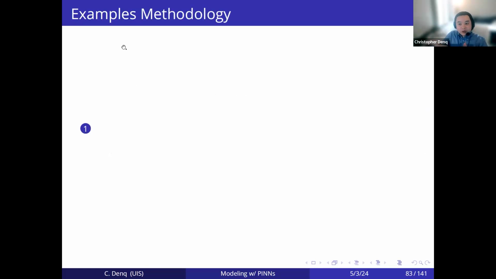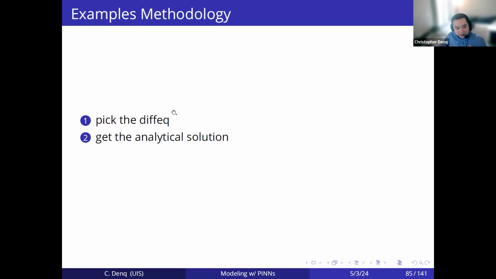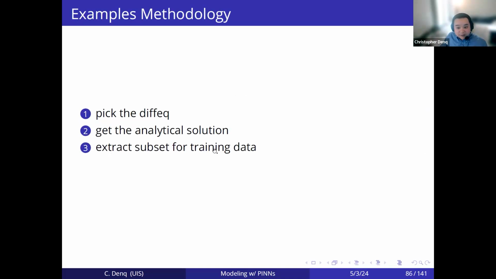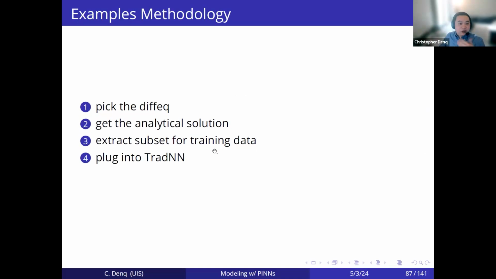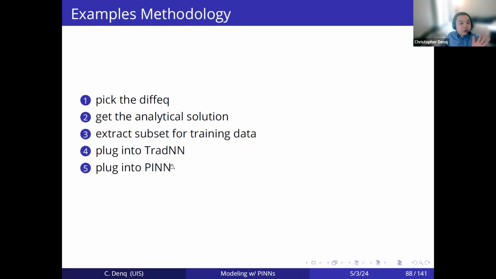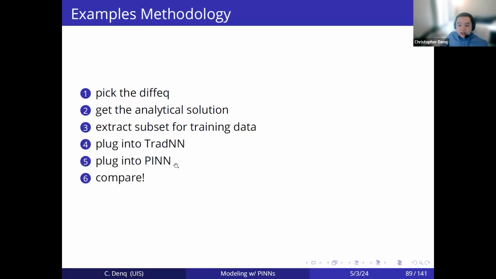So I'll just do a brief overview of the methodology. What we first did was we found a differential equation we wanted to test it on. We got the analytical solution, we extracted some training data from it, and then we plugged it into a traditional model, right? This is our baseline. And then we plugged that same data into a PINNs model, and then we compared. So the goal was to see, well, does PINNs actually do better than the traditional format? And that's exactly what we're trying to do here. So we'll walk through the examples. This is just a high-level overview of the methodology.